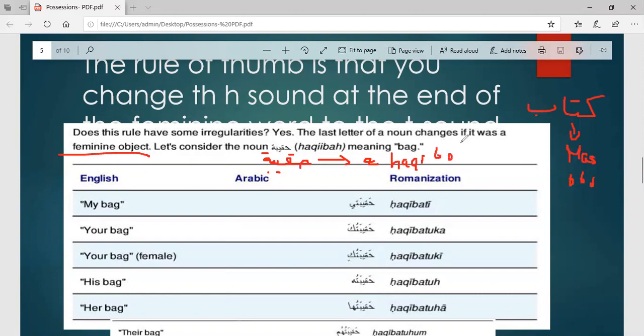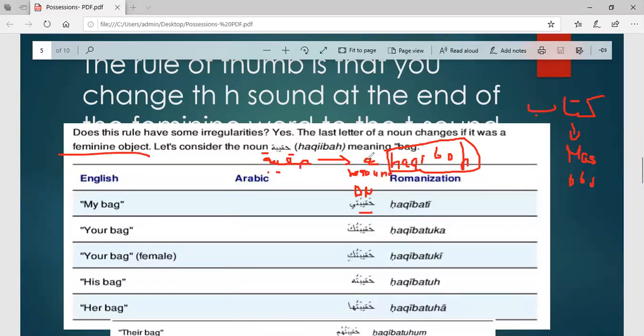What happens if you want to attach a pronoun suffix to this haqiba? The possessed noun here is haqiba. This is the possessed noun, and we know that it is a feminine object. It ends with ta marbuta that has a ha sound. Haqiba, ha sound. What happens here? Let's see.